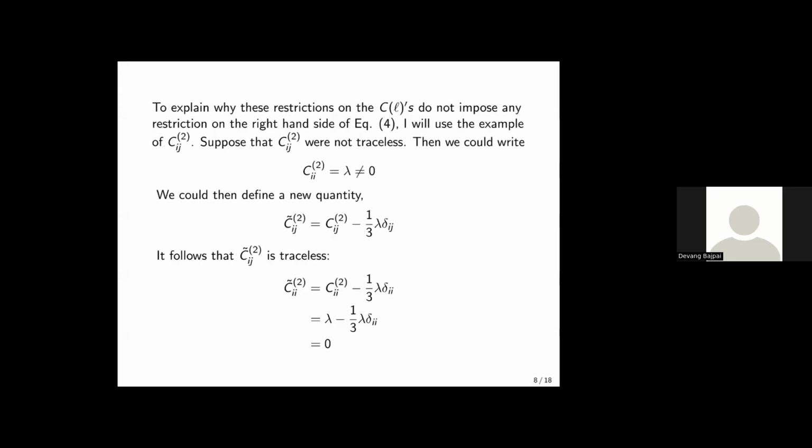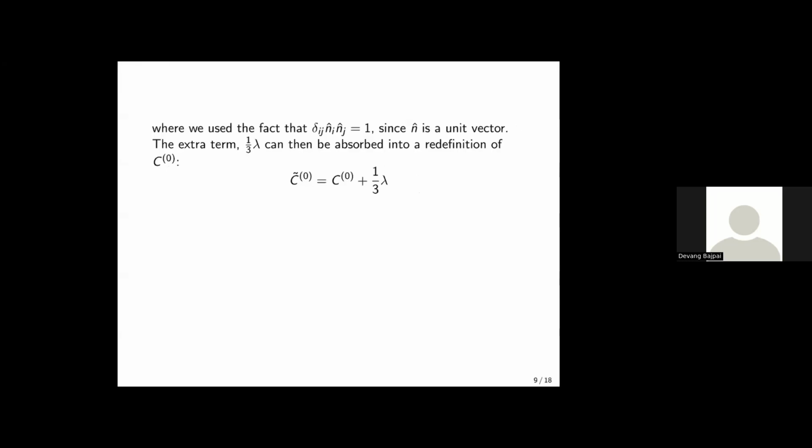Now, since this tensor is traceless, we can show that this new quantity that we defined earlier will also be equivalent to 0. Here I just write the original term in terms of this new term, and I use the fact that the delta function times this unit vector will be equal to 1. Since n hat is a unit vector, the extra term here can be easily absorbed using the redefinition of our rank 0 tensor, which you can see in the following way.